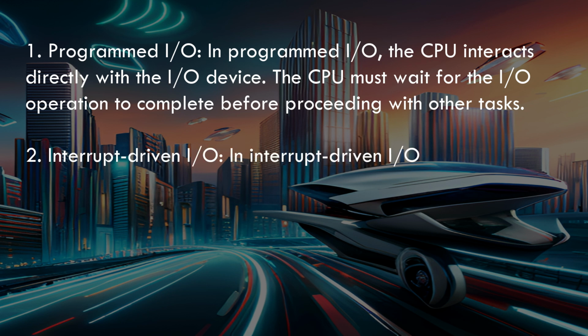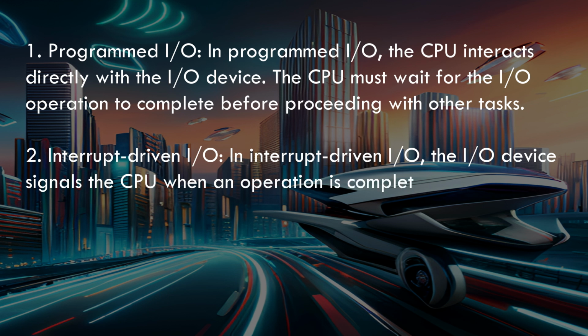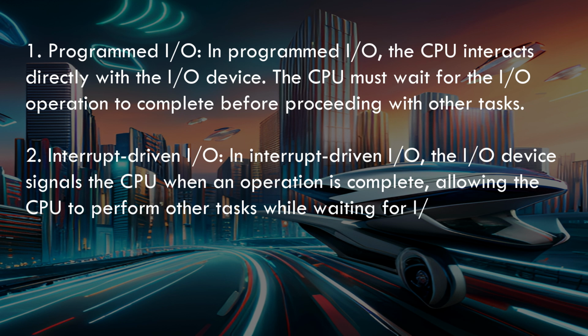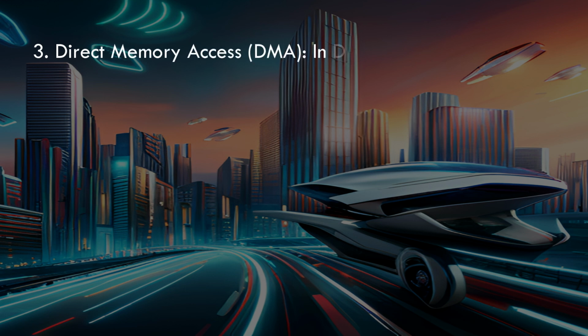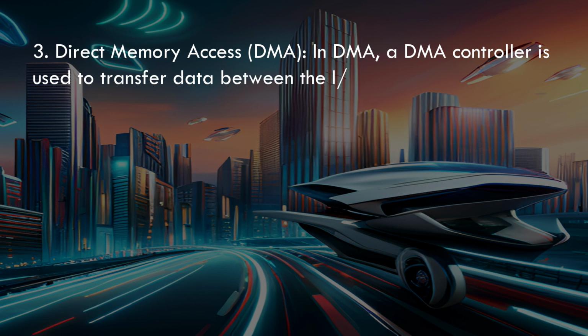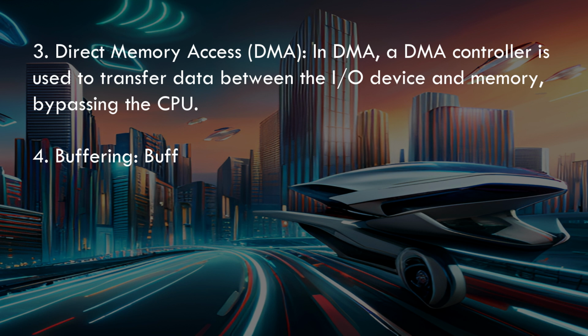2. Interrupt-driven I/O. In interrupt-driven I/O, the I/O device signals the CPU when an operation is complete, allowing the CPU to perform other tasks while waiting for I/O operations to complete. 3. Direct Memory Access, DMA. In DMA, a DMA controller is used to transfer data between the I/O device and memory, bypassing the CPU.